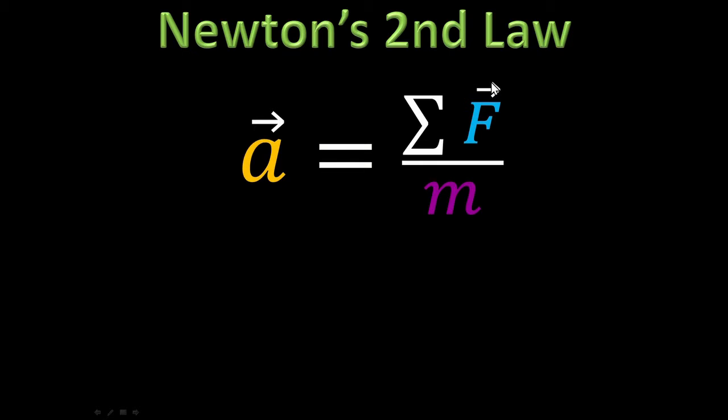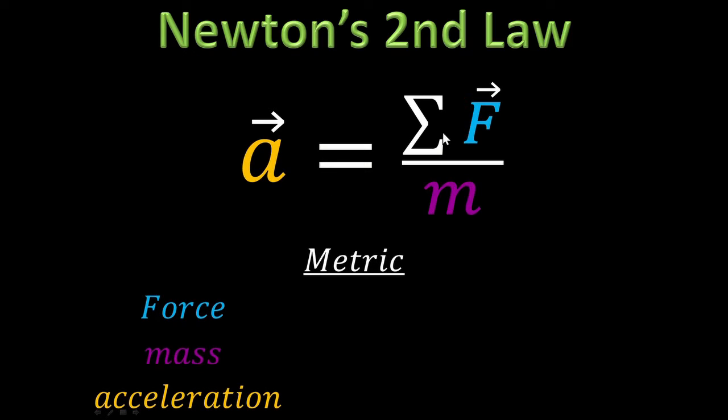Little arrows over the top of these letters indicate that these quantities are vectors. That force has both magnitude and direction, so does acceleration. And then we have metric units for this. So F stands for force, M stands for mass, A stands for acceleration, and the units of force would be newtons, mass is measured in kilograms, and acceleration is meters per second squared.